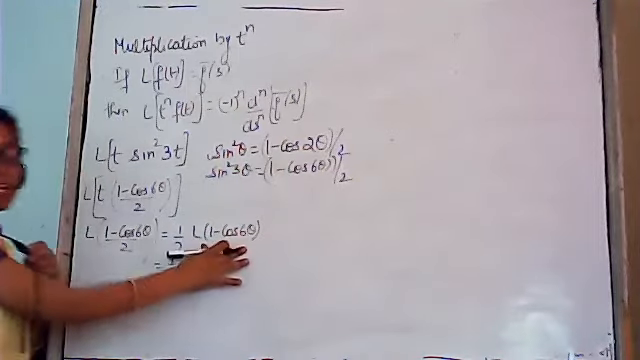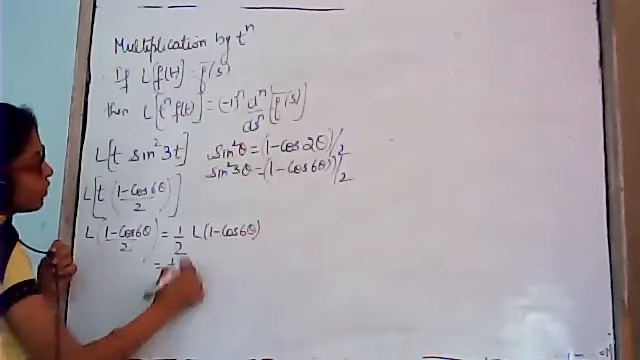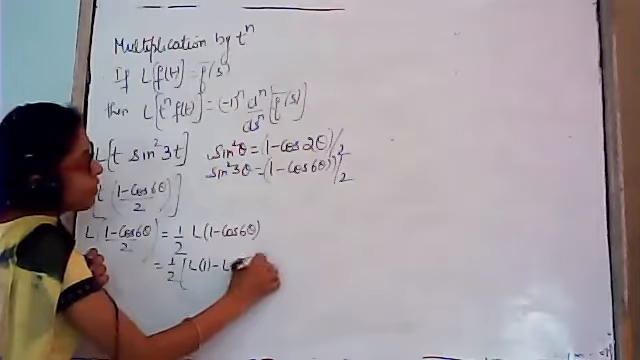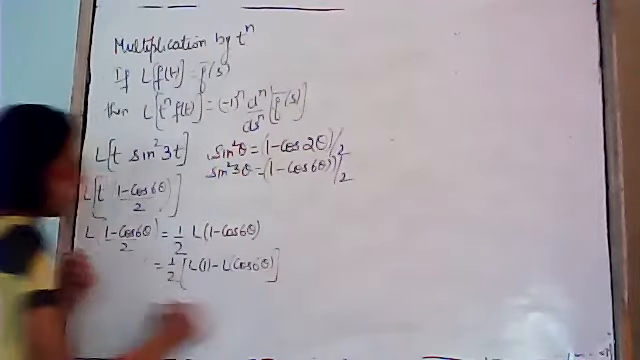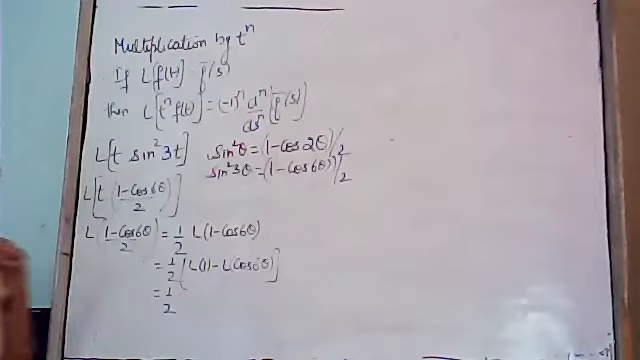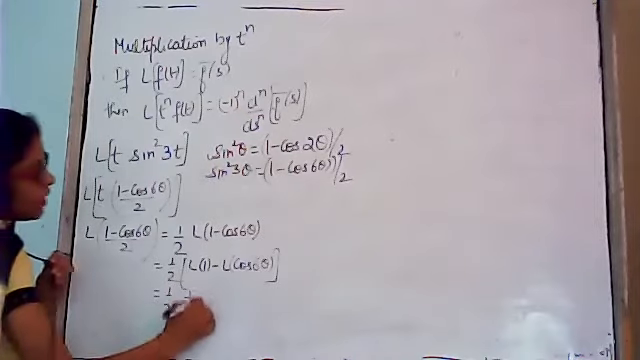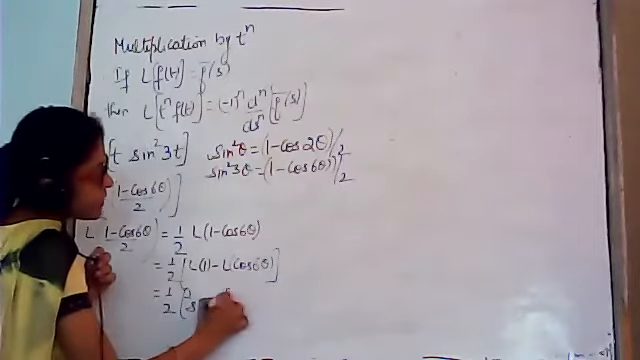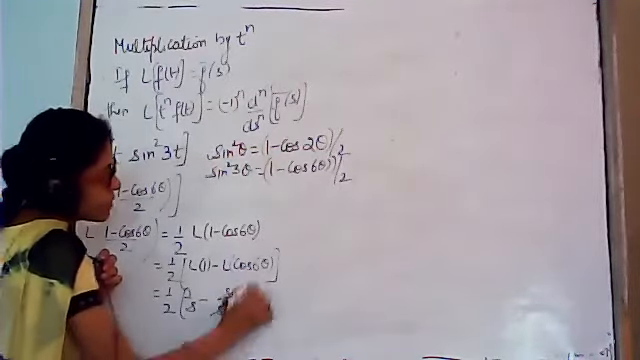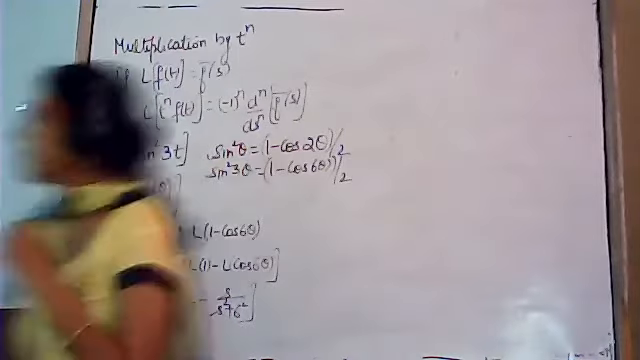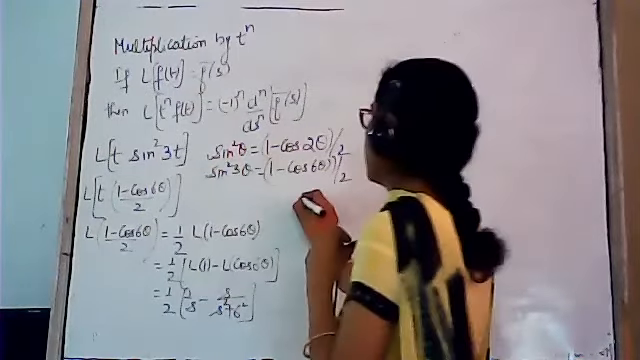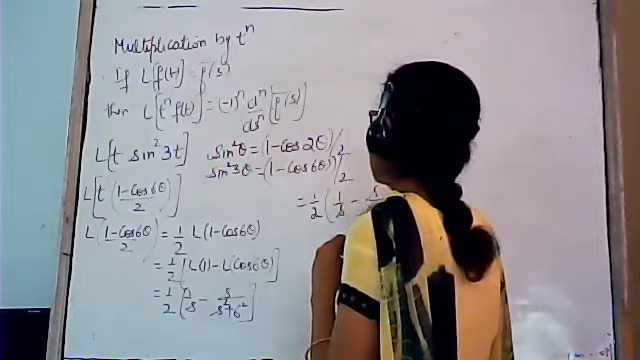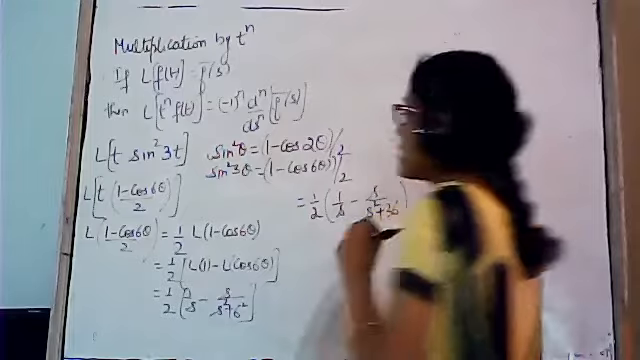Now we can apply the linearity property because we have a negative sign over here. So it will be Laplace transformation of 1 minus Laplace transformation of cos 6 theta. 1 upon 2. Laplace transformation of 1 is 1 upon s, minus Laplace transformation of cos 6 theta, which will be s upon s square plus 6 square. Okay? So this is equal to 1 by 2, 1 by s minus s upon s square plus 36.